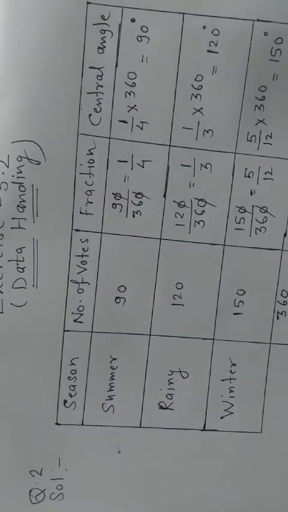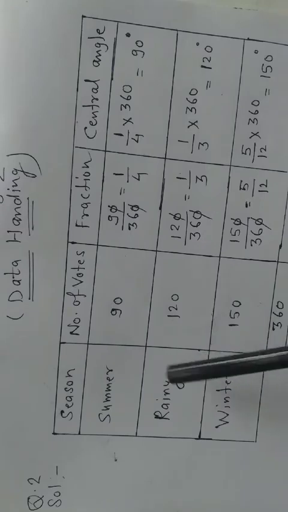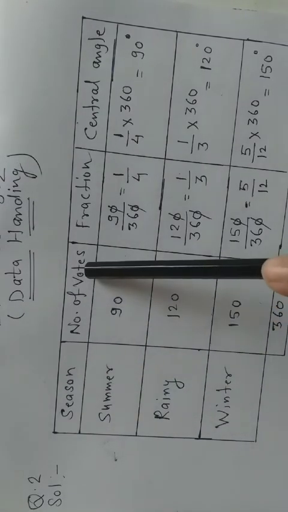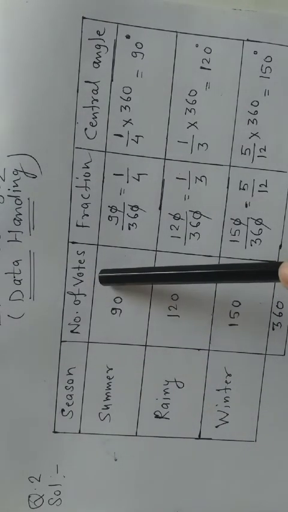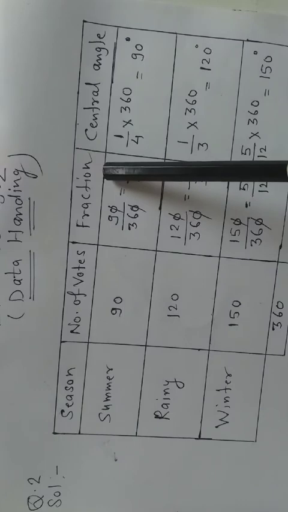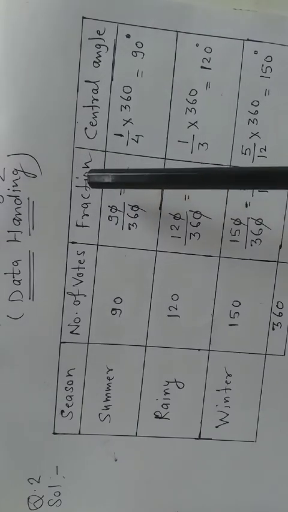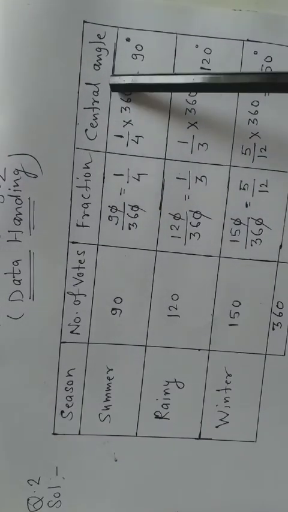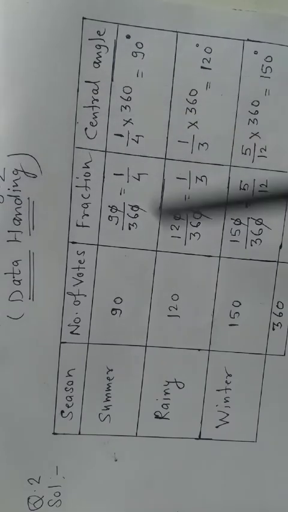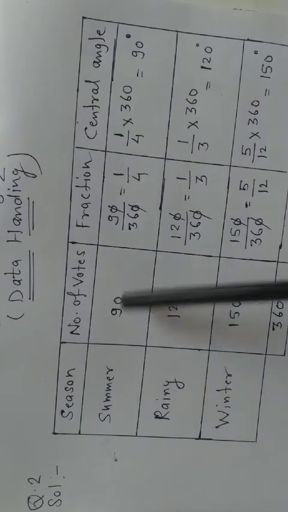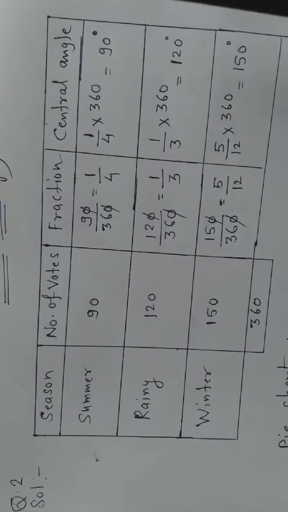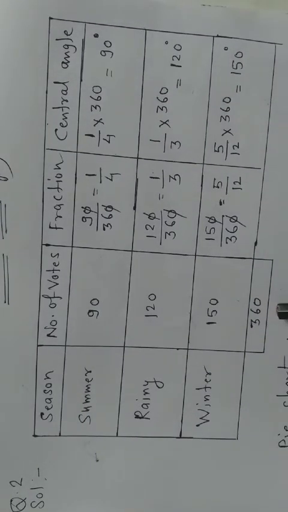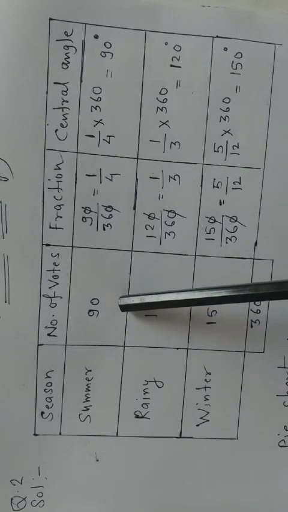So student, it is the table of question number 2, in which these two columns are given in the question: season, different types of season, and number of votes, then the next column will be fraction. In any question you have to make the third column fraction and the fourth column central angle. Here we have recorded the data: summer 90, rainy 120 and winter 150, and we have done its total also. The total is 360.